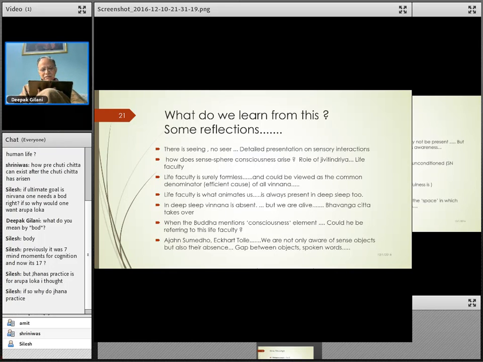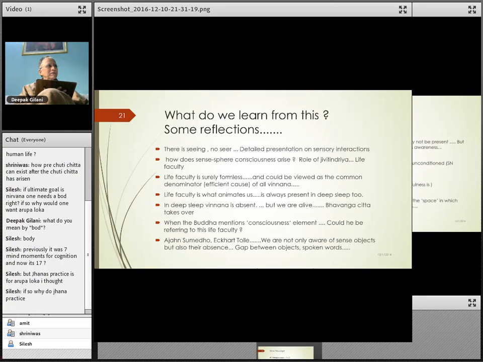So when these people talk, Ajahn Sumedho and Eckhart Tolle, we are not only aware of sense objects but also their absence. Now this is the issue which we normally don't reflect upon. They talk about the gap between objects, the gap between spoken words. Even Ajahn Sumedho mentions it, no? People are sitting, you focus on the gap between people, and he said space. Use that as a meditation practice. So focus on the formless.